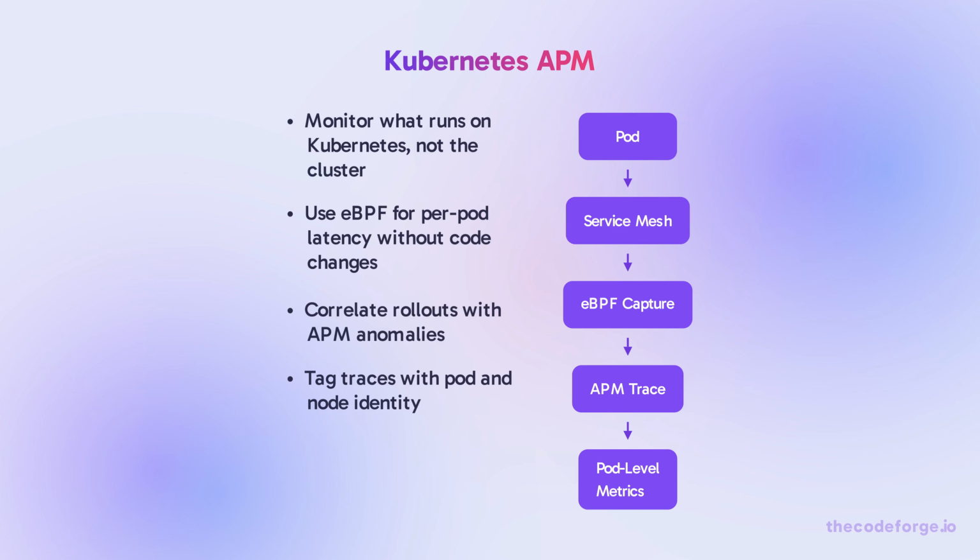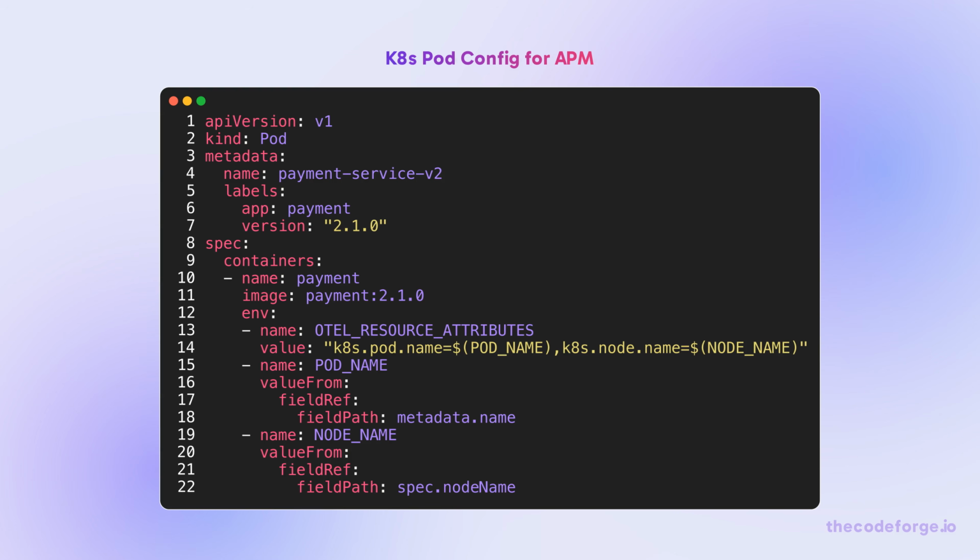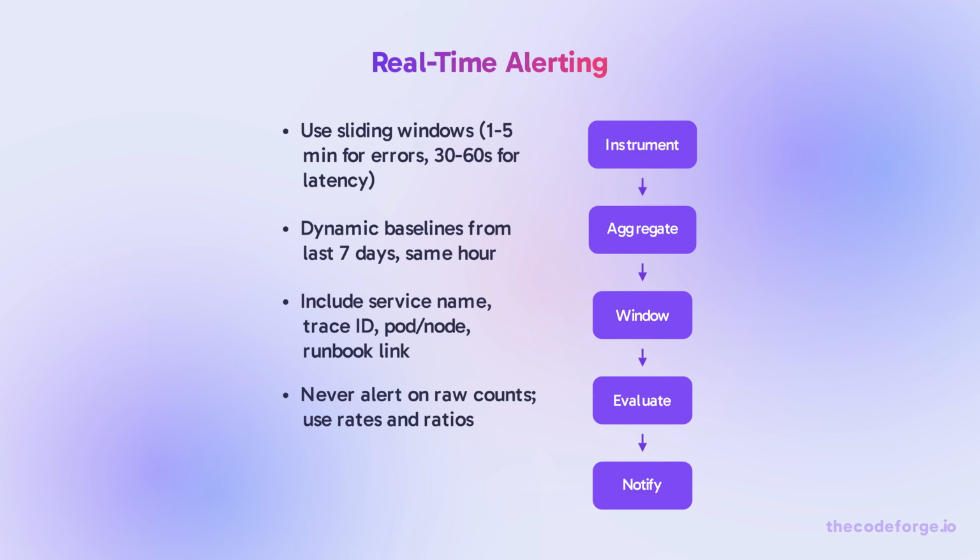In Kubernetes, you need pod-level granularity. Use eBPF-based auto-instrumentation to capture traffic without code changes, and tag traces with Kubernetes metadata so you can correlate a rollout with an anomaly. This pod configuration injects Kubernetes metadata into OpenTelemetry resource attributes. Now every trace includes the pod name and node name, enabling drill down to the exact container that caused a latency spike.